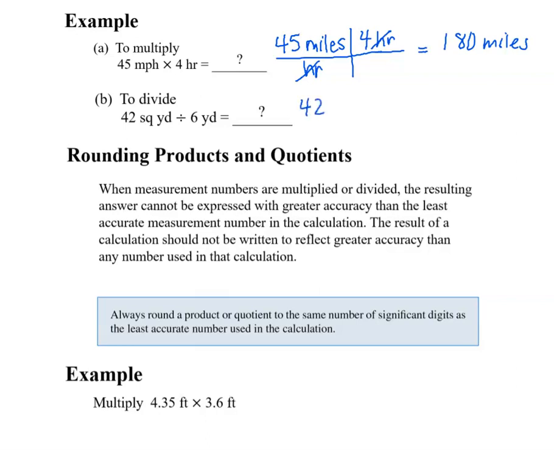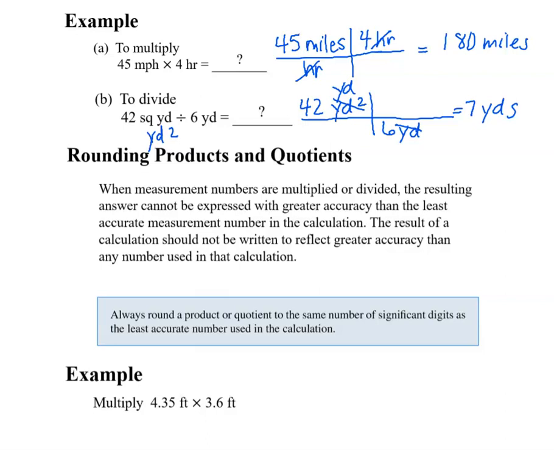So to divide 42 square yards by 6 yards, I like to write yards squared like this. You can write square yards either way, but if we're going to divide, that means the 6 yards would go on the bottom. I really wouldn't have anything on the top because I'm saying 42 divided by 6. But this lets me see that this yard will cancel out one of these yards, and that will leave me with 42 divided by 6, which is 7 yards.